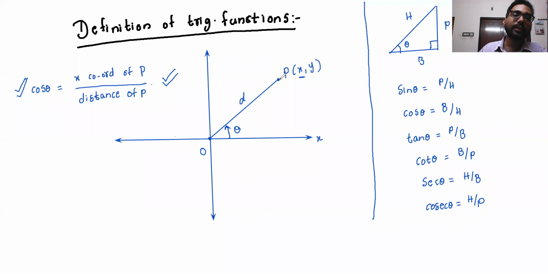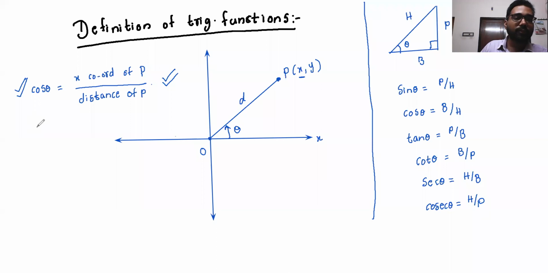Suppose you want cos of some angle. You take a line which is making that required angle with the reference, the positive x-axis, and you take any point on that line. Then take the x coordinate of that point divided by the distance. That is the definition of cos theta.